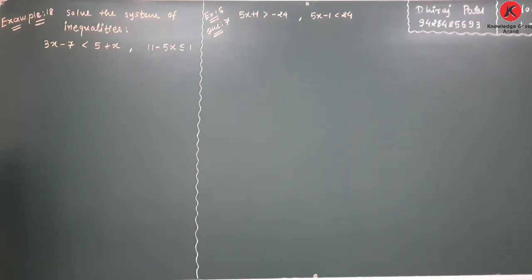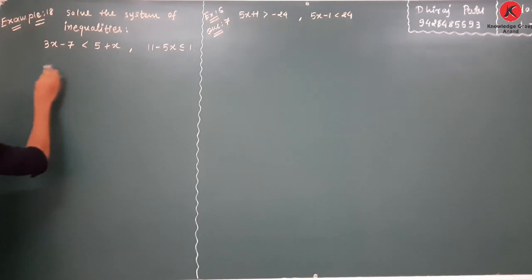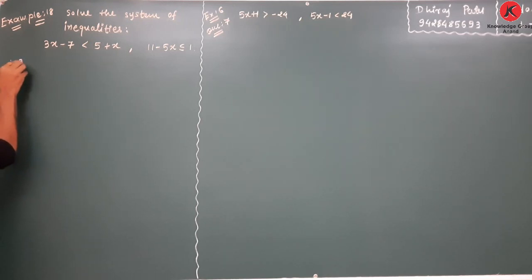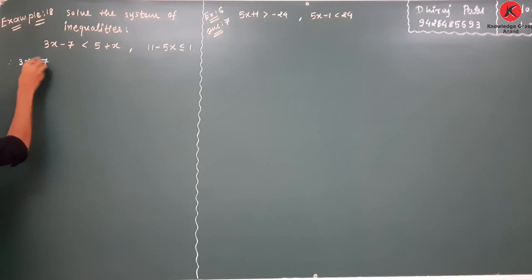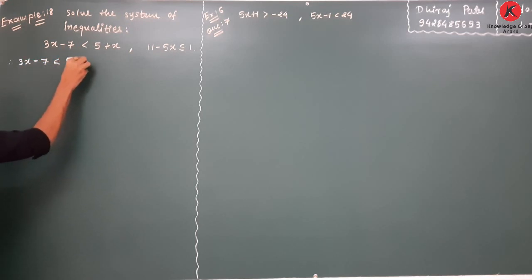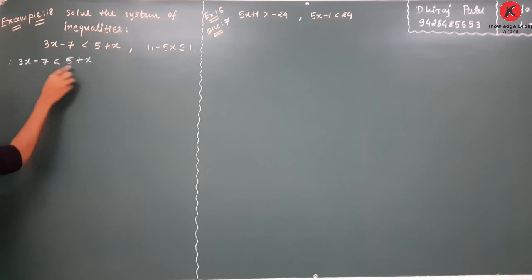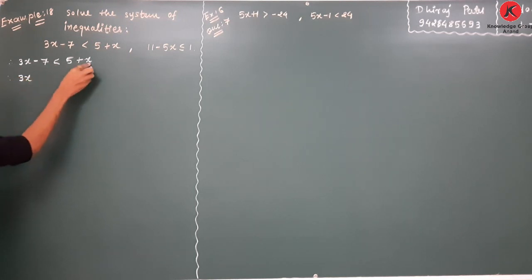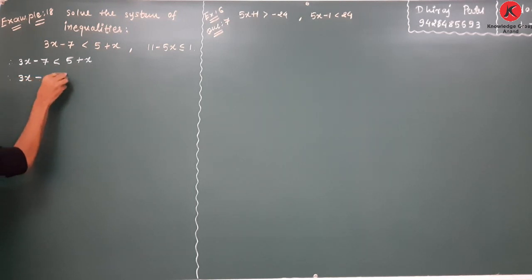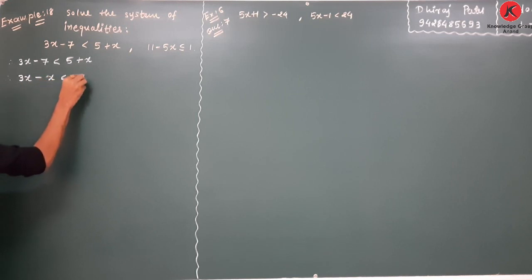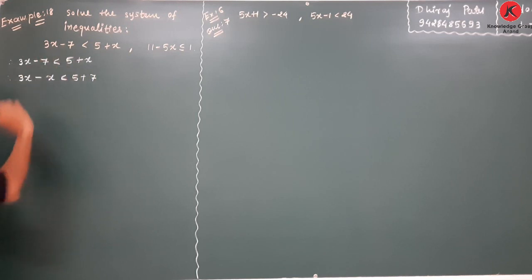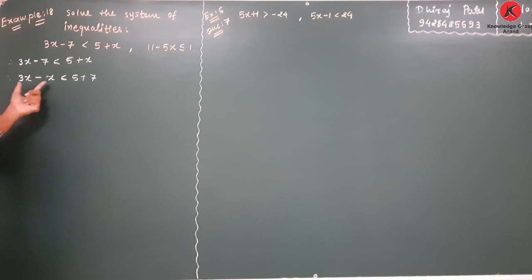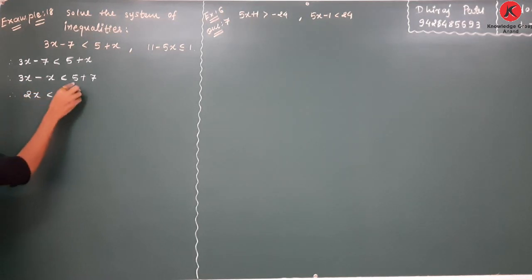Now simplify this inequality. We are getting 3x minus 7 less than 5 plus x. Simplify this one. 3x minus x less than 5 plus 7, taking to the right hand side, which gives 2x less than 5 plus 7, that is 12.